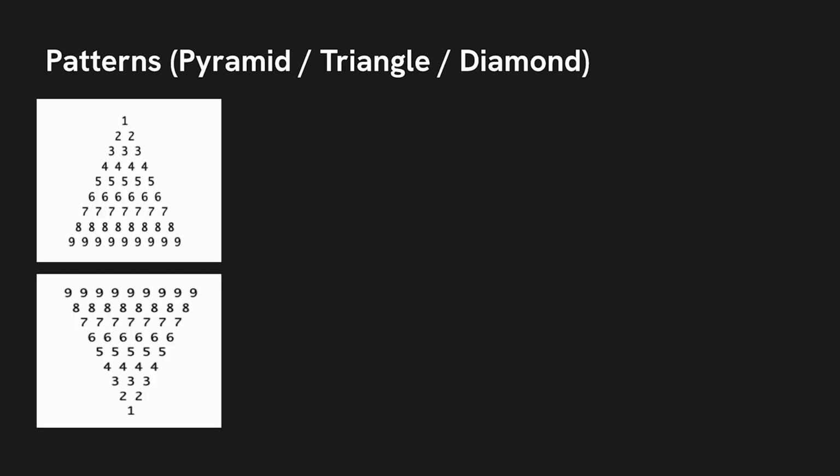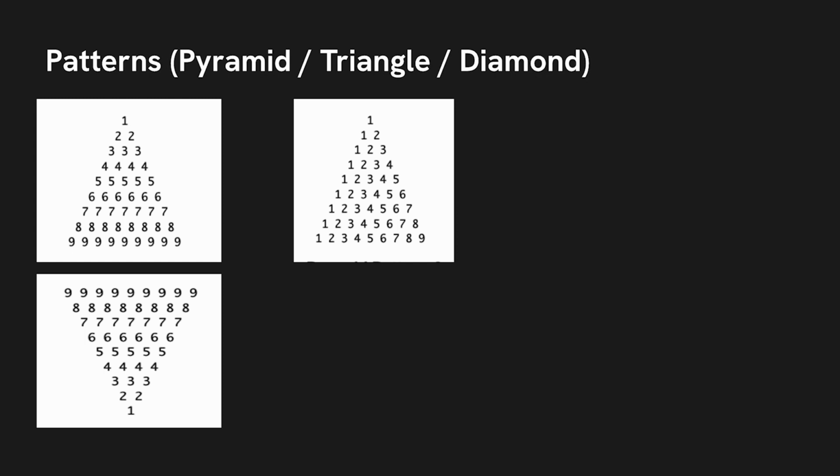So let's understand some more patterns. These are also pyramid, triangle, diamond patterns but with the help of numbers. For the first line there is only one, then second line 2 2, 3 3 3, 4 4, 5, and the opposite of this will be the next pattern.